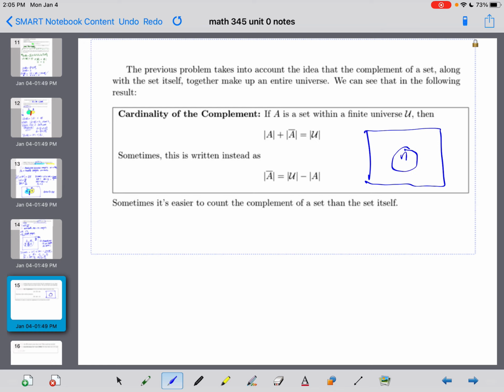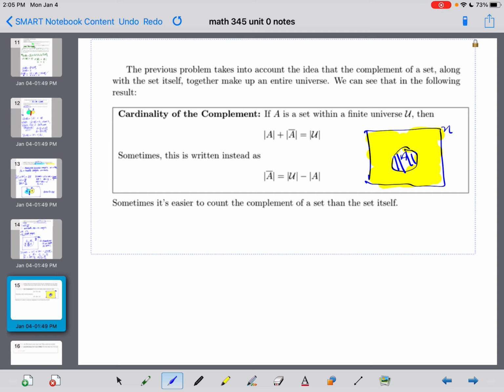If A is our set inside some universe U, A complement is everything outside of the set. It's all of this stuff out here. So it makes sense that when you add together everything in A, everything in here, along with everything outside of A, you get everything in the universe.